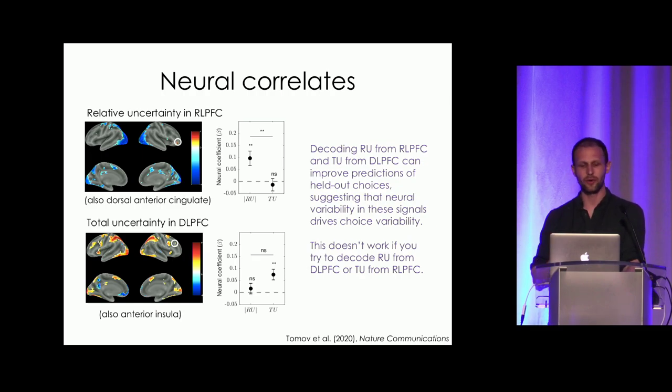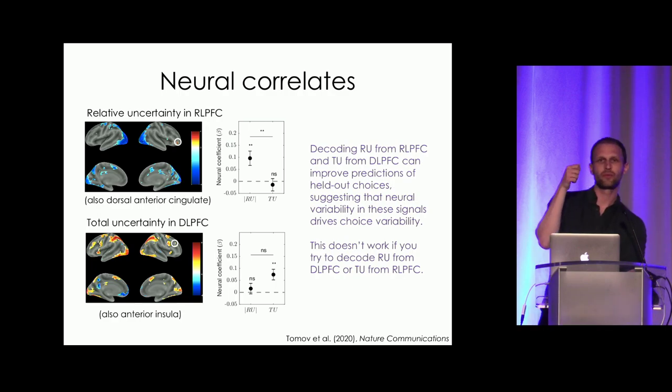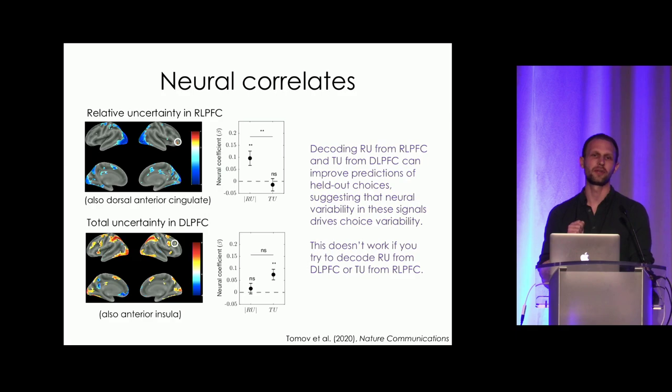So that fits with the argument that there's variability in the neural signal that's actually predictive of choice behavior. And it doesn't work the other way around if you try to, for example, decode relative uncertainty from DLPFC or total uncertainty from RLPFC. So there seems to be some functional dissociation there.